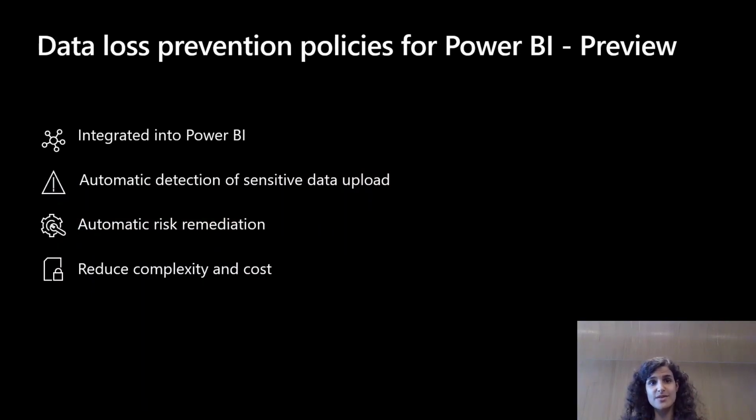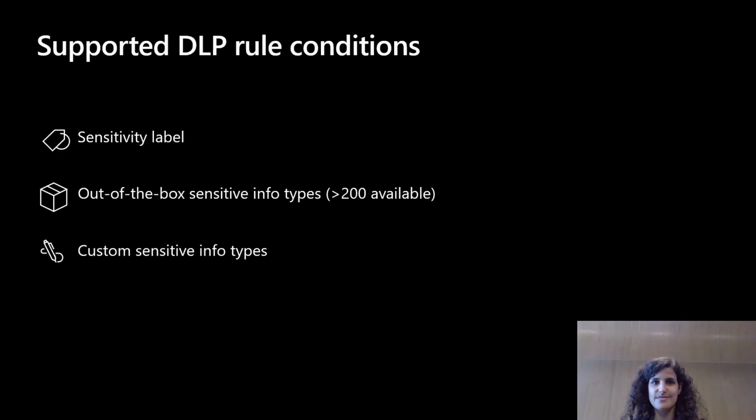Earlier this year, we announced the data loss prevention policies within Power BI, which is now in preview. So we took Microsoft Purview data loss prevention and we integrated it into Power BI. Now you can automatically detect sensitive information within the Power BI service across all of your datasets. This can also allow security admins to take automatic risk remediation measures. And of course, this reduces the complexity and the cost because you're using a single tool across all of your products. So what kind of rules can you define in Power BI?